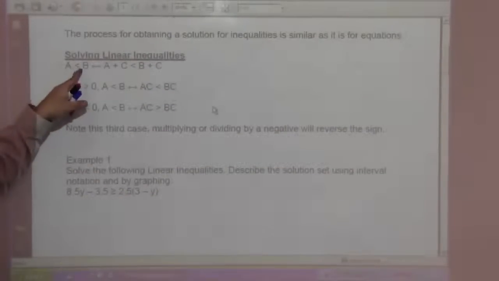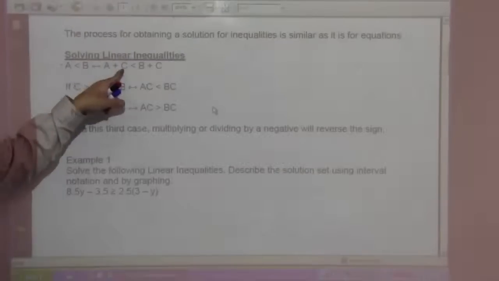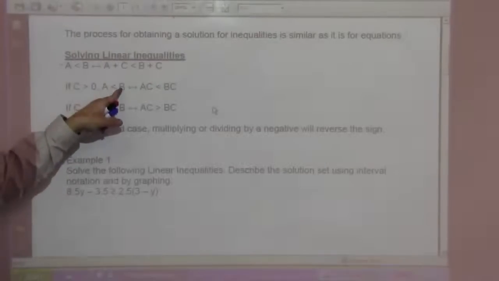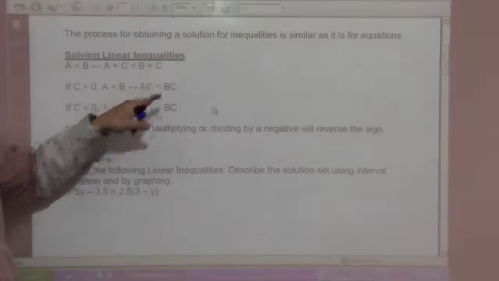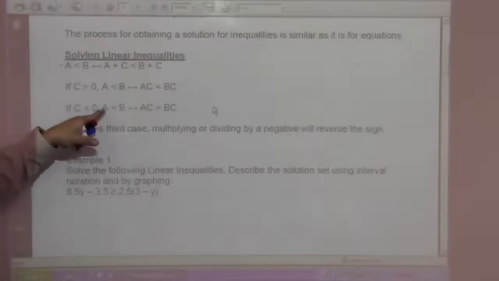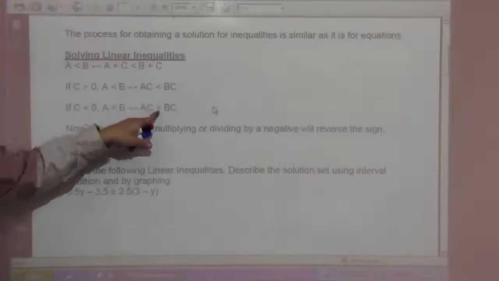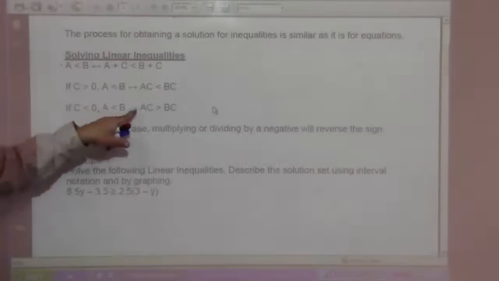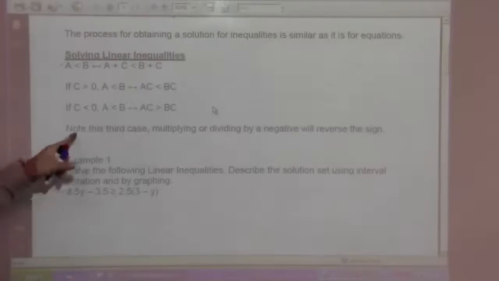If a is less than b, that is equivalent to a plus c is less than b plus c. If c is greater than 0, a less than b is equivalent to ac less than bc. If c is negative, a less than b is equivalent to ac greater than bc. That is, if you multiply or divide by a negative, the sign changes. Now, the third case, multiply and divide by a negative will reverse the sign.